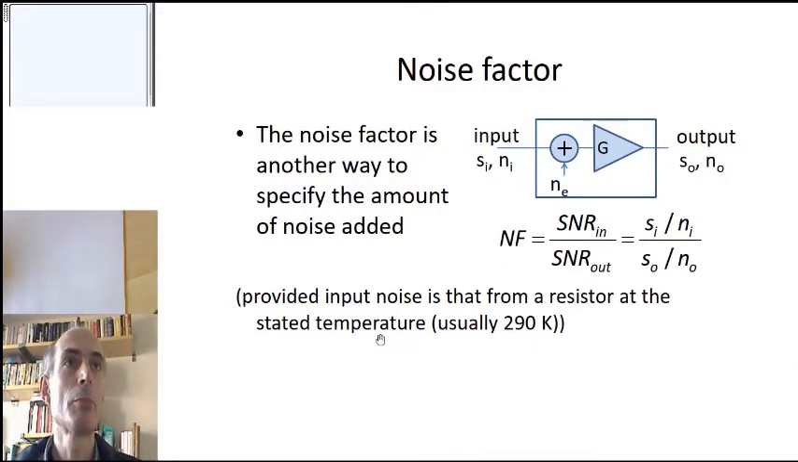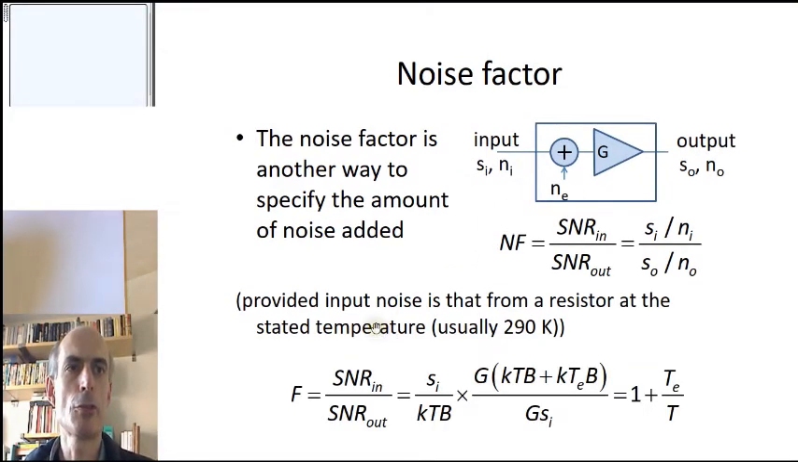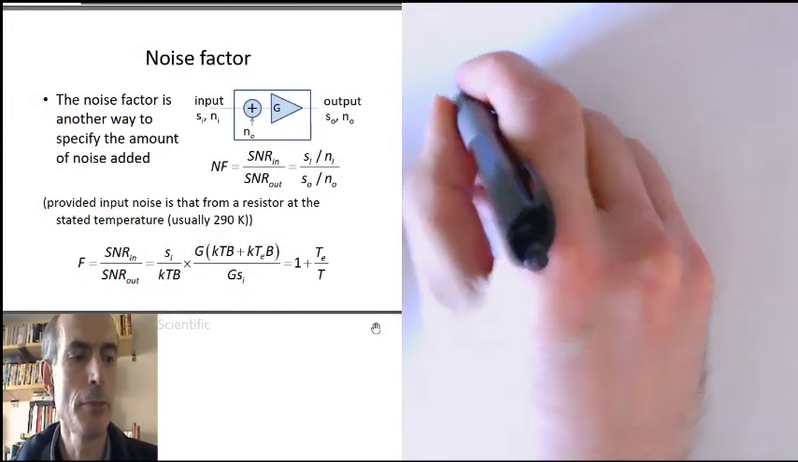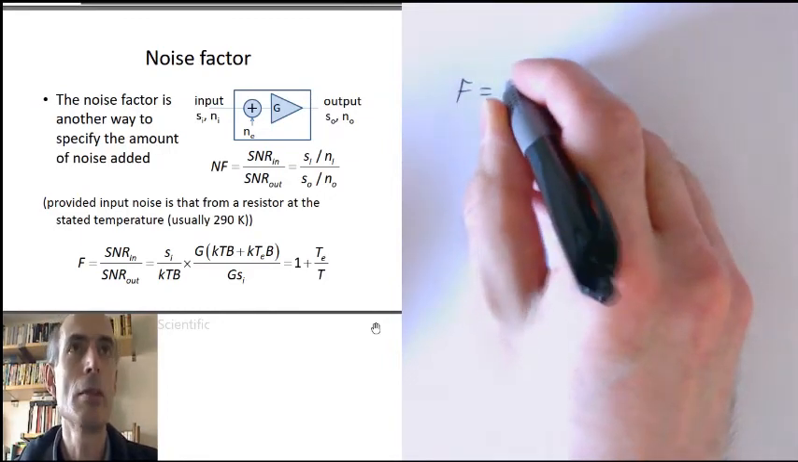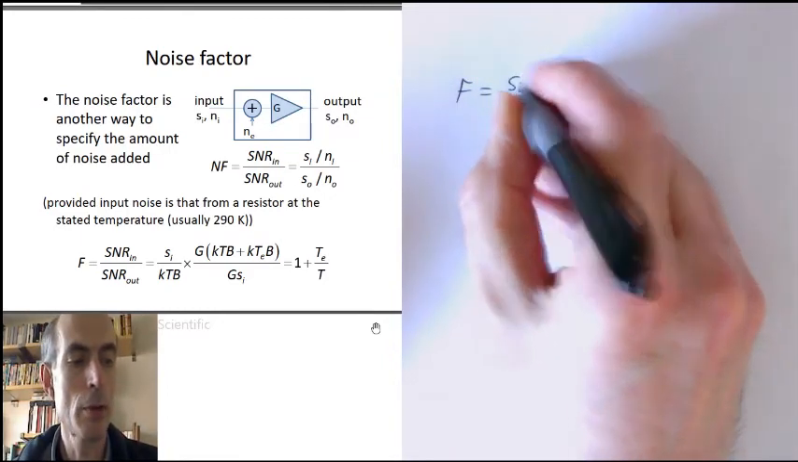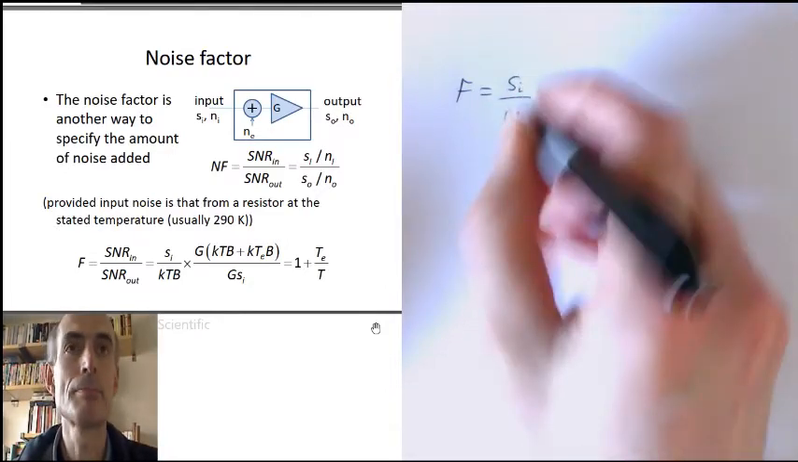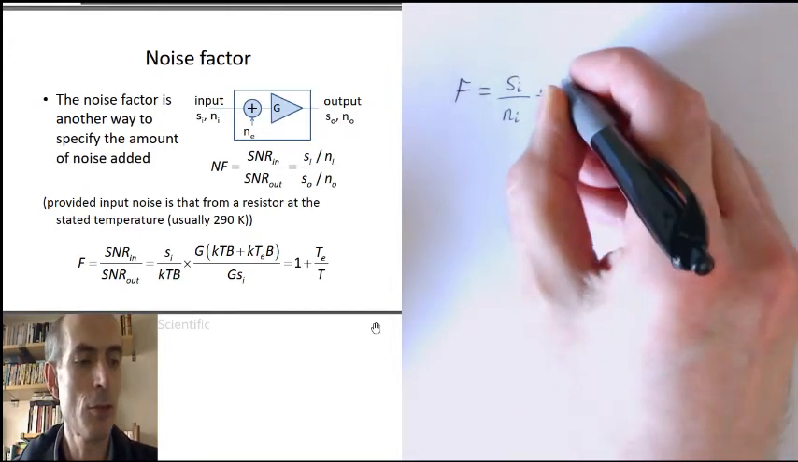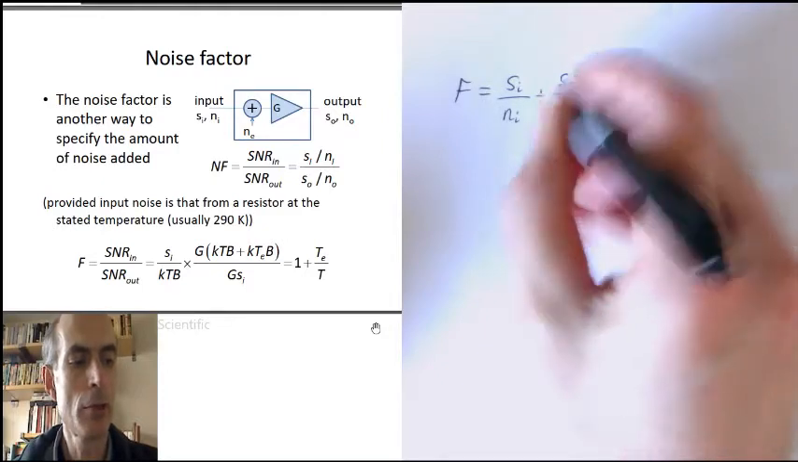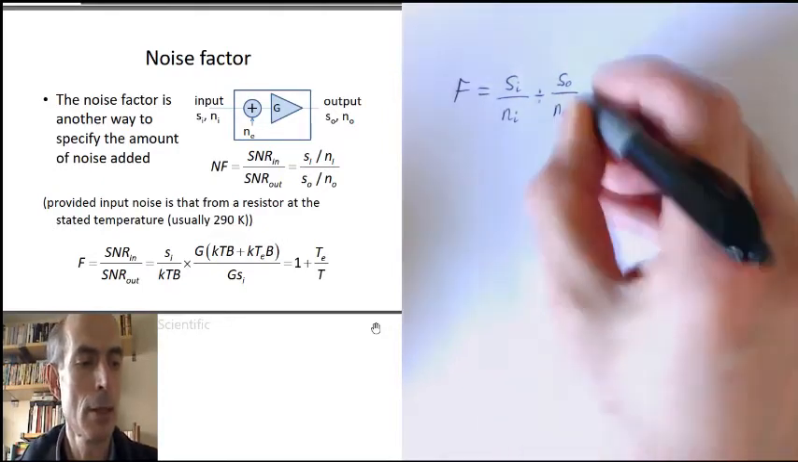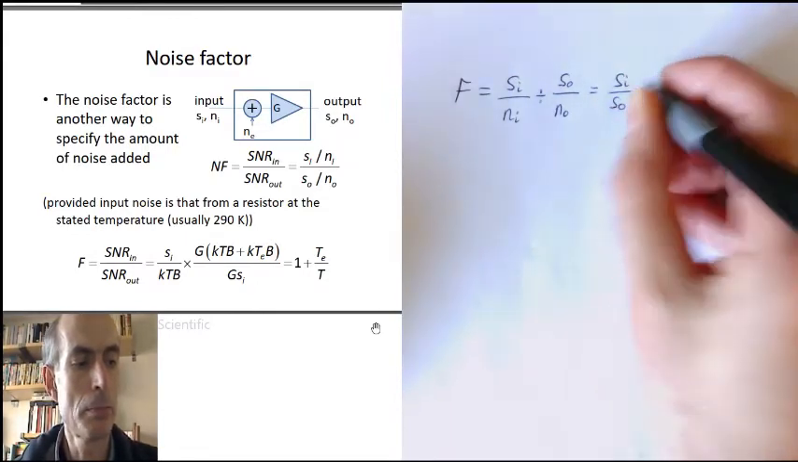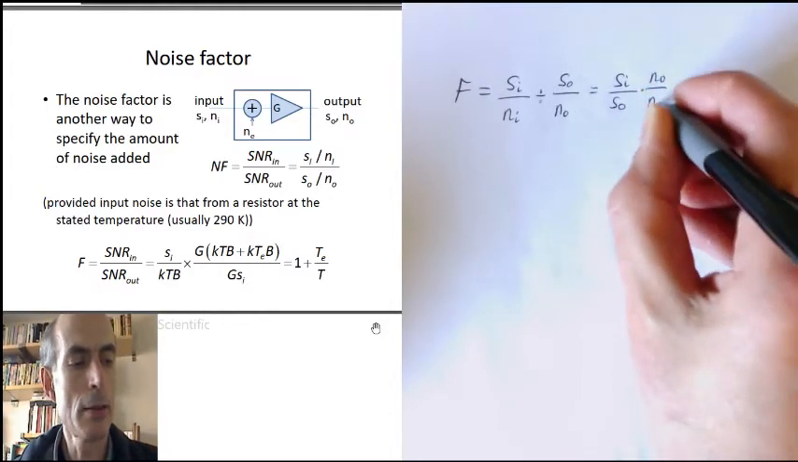There is a relationship between the noise factor of an amplifier and its noise temperature, which can be worked out as follows. We know that the noise factor, by definition, is the signal to noise ratio at the input, which is the signal input power divided by the noise input power, divided by the signal to noise ratio at the output, which is the signal at the output power divided by the output noise power. And that is SI divided by SO multiplied by NO divided by NI.